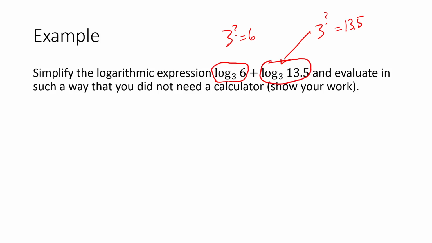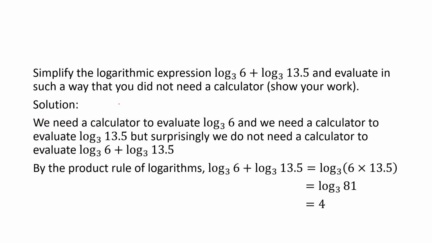Well, what we can do is say that the log base 3 of 6 plus the log base 3 of 13.5 will equal the log base 3 of 6 times 13.5. Just to really drive it home, the log base 3 of 6 plus the log base 3 of 13.5 will equal the log base 3 of 6 times 13.5. And the reason that works is because we have the same base on these logarithms. Okay, so that's what we do in our first step.